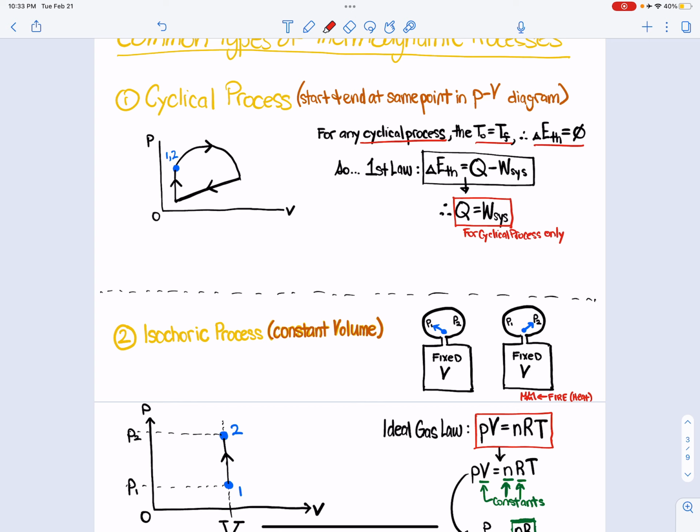So therefore, our change in thermal energy is 0. All right? So if we write the first law down, change in thermal energy equals heat transfer minus work done by the system. Because our change in thermal energy is equal to 0, that can be rewritten for a cyclical process as heat transfer is equal to work done by the system.